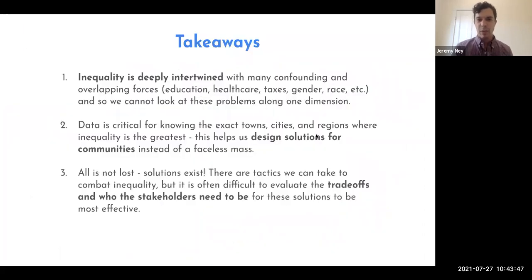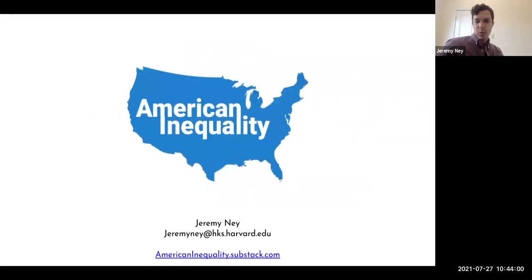So again, the takeaways: inequality is deeply intertwined. It's really important to focus on communities. And last, all is not lost. There are solutions that exist, but we need to think about the trade-offs that we make in driving those solutions forward. So with that, I would love to open up to questions about inequality topics, data visualization, and ways to encourage social change.